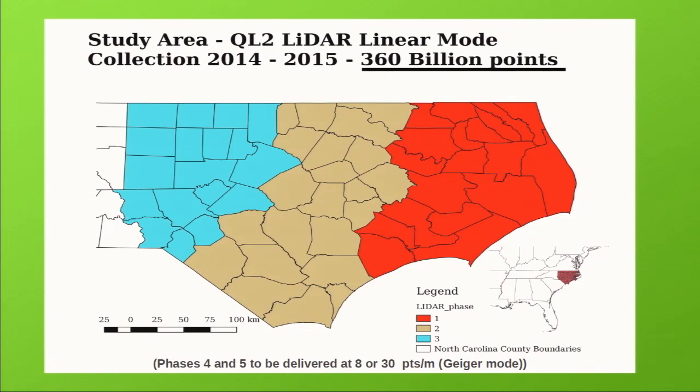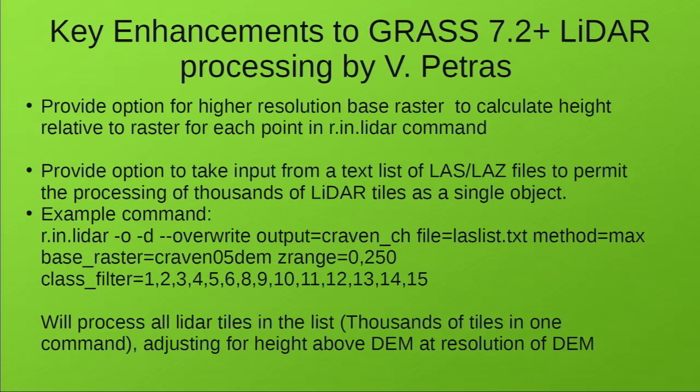Phases 4 and 5 are going to be either 8 or 30 points per meter. That's the western part of the state with a different type of LiDAR, but it'll work fine with the methods I use. The key enhancements to GRASS 7.2 and beyond that Vashik did that really made this possible was to set up the GRASS r.in.lidar program so that you can use a base raster and do a height above ground on the fly based off the values of the base raster. And the base raster can be at a finer resolution than your final product as well. It corrects at the fine resolution and then goes ahead and does the calculation. It sets up the height above ground, and then you can do your statistical analysis from that.